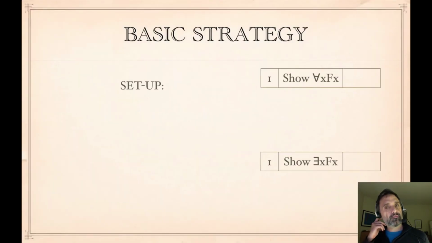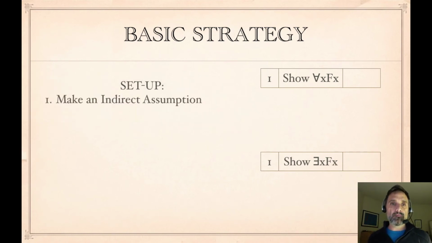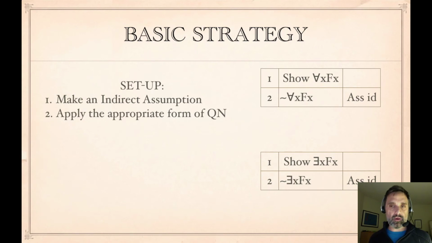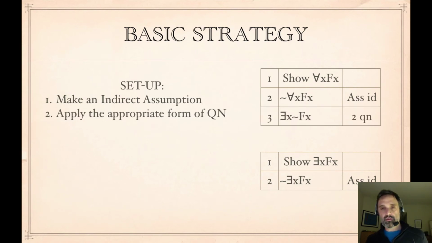So the setup is like this. You're going to be showing a universal, some sort of quantified sentence. Whenever you have a quantified sentence in your show line, you'll make an indirect assumption, whether it's a universal or existential that you're trying to show, and then you'll apply the QN rule, and that will let you proceed. So note that with 2, can you apply UI with 2?